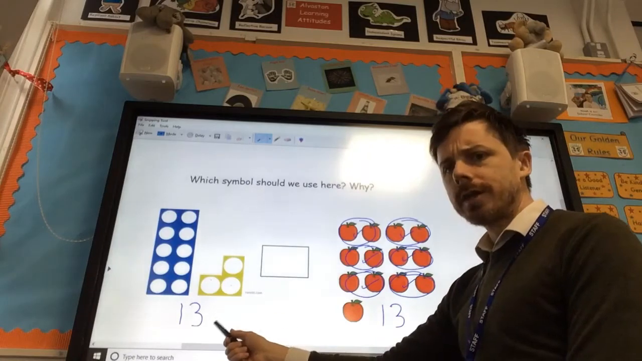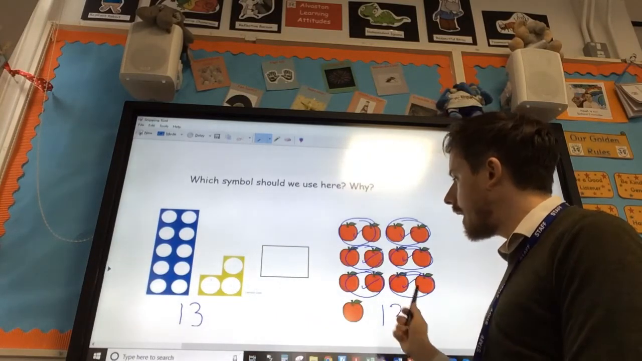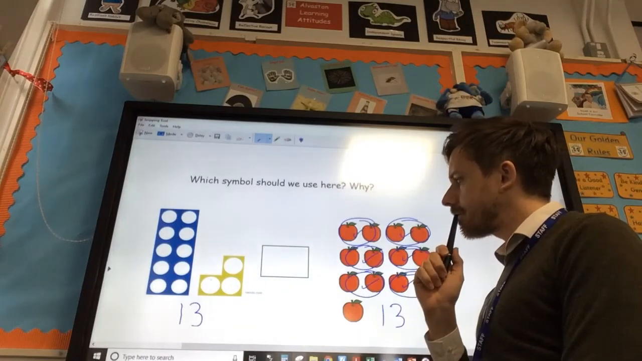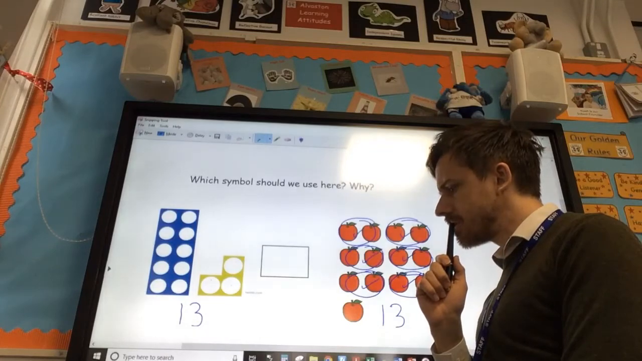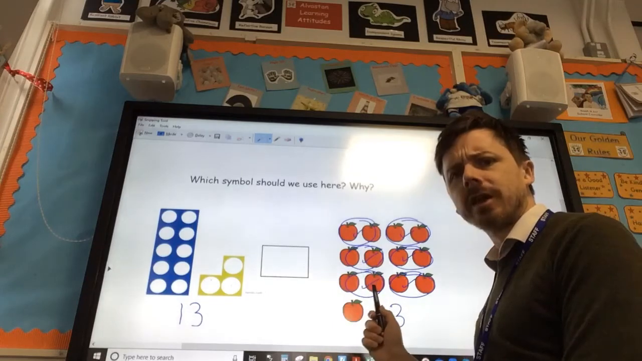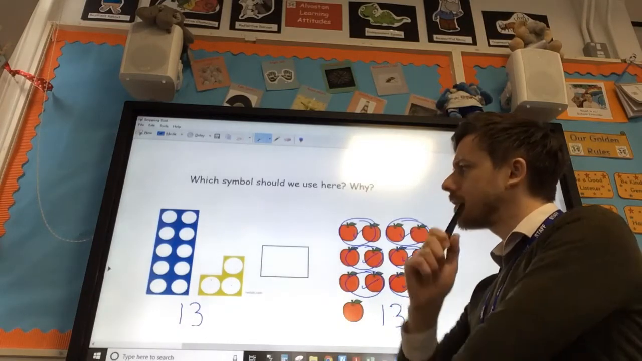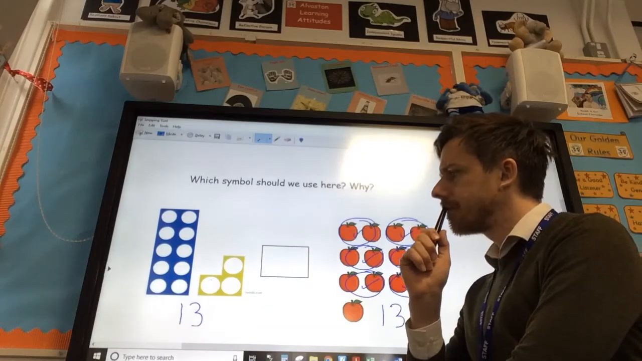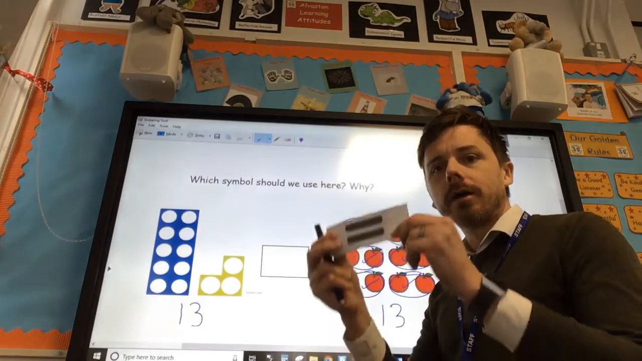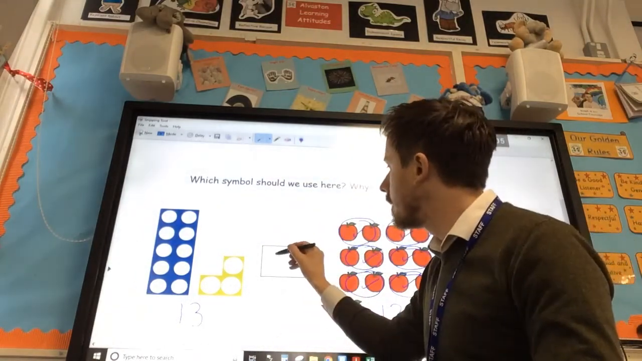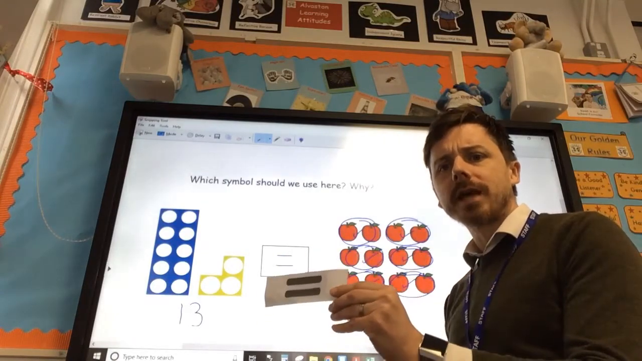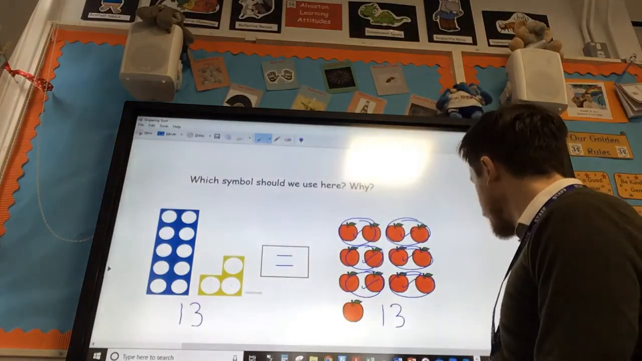So on this side I've got the number 13 represented by Numicon, and on this side I've got the number 13 represented by apples. So which crocodile am I going to use? 13 is greater than 13? 13 is less than 13? What symbol do I use? It's exactly the same. That's it. I completely forgot there for a moment, because we're not using it in a little while. It is our equals symbol, representing a bit of a balancing act, because on both sides the amount is the same. So 13 is the same as 13.